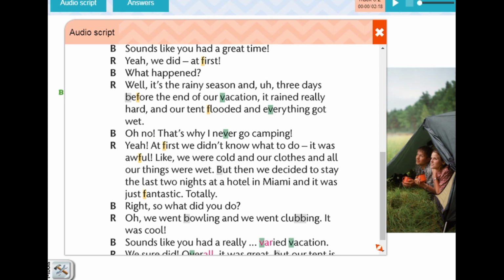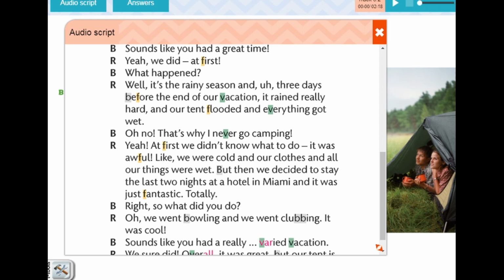Rainy is the adjective qualifying the noun season, right? And almost here in the end of their vacation it rained a lot, really hard. And the tent flooded. What is tent? Tent means where they slept. They slept in the tent. That means barraca, right? And what happened to the tent? The tent flooded. Flooded means inundated, right? It got totally wet. Wet means molhada, the opposite of dry, right?